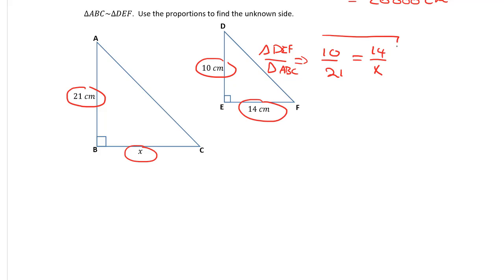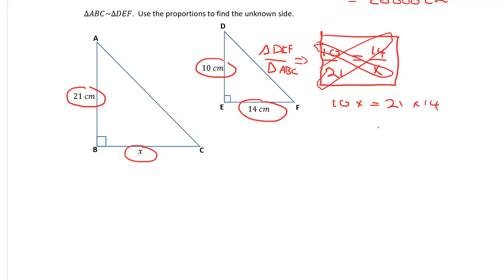So here's the relationship that we're going to use to solve for x. We can do that by cross multiplying. We're going to multiply 21 times 14, and we're going to multiply 10 times x. So let's do that. We end up getting 10x equals 21 times 14. Well, 21 times 14 is just 294.